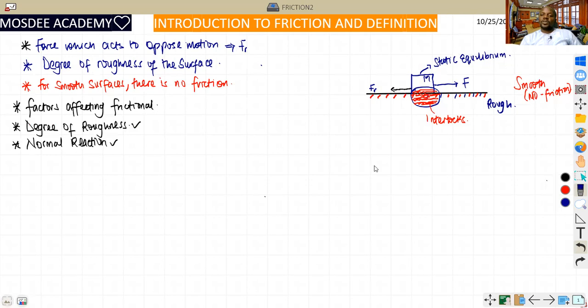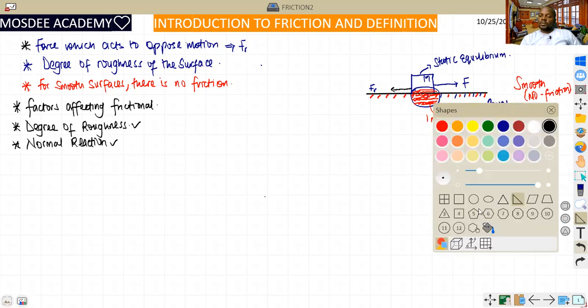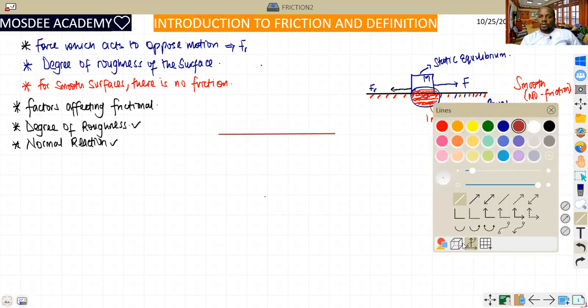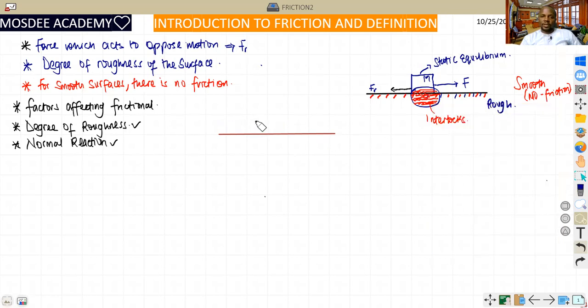Now, the other one we just talked about is the normal reaction. We have talked about that before under our topic about Newton's laws of motion. But for those that are just joining us on our video, you can just listen to it. It's not too difficult to understand. Now, we have a ground as usual. On top of the ground, we have a block. So we have a block on the ground, something of this nature.